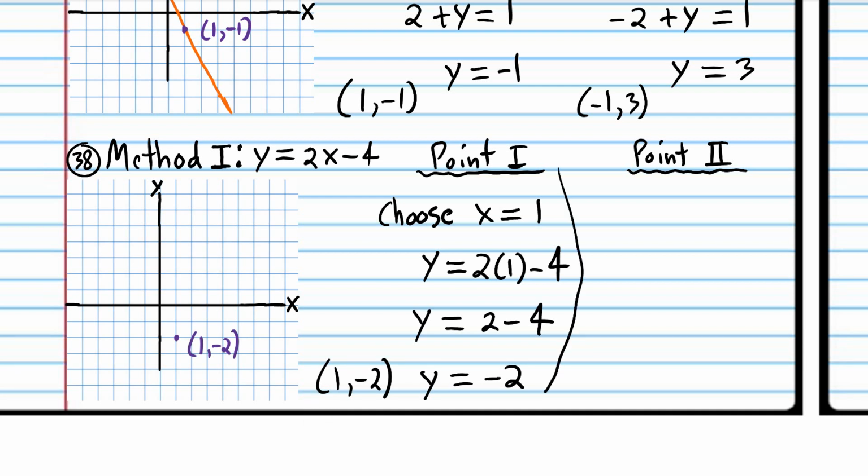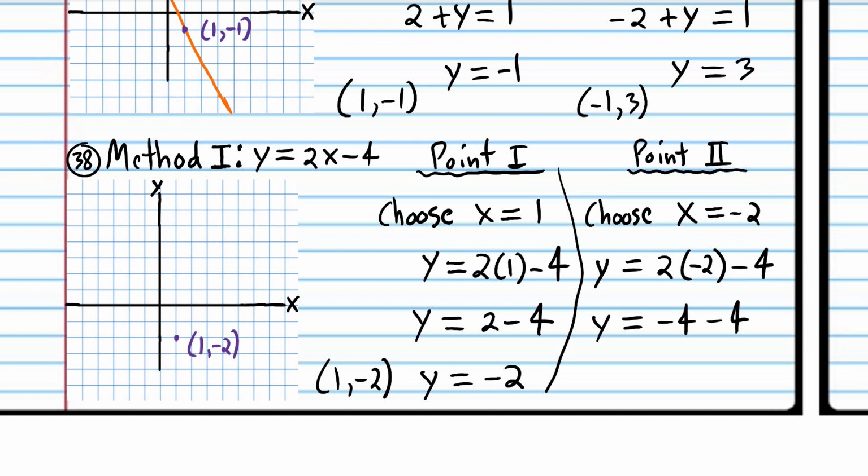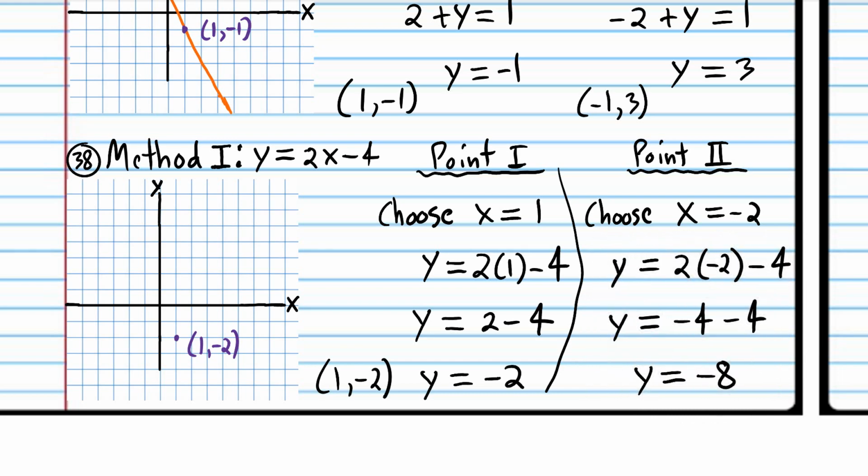And for the other point, what should we choose? Let's see, I'm just going to choose the same numbers I chose before. Well, maybe I should choose something different. I'll choose -2. So x equals -2. And I'm going to plug that in. So y equals 2 times -2 minus 4. 2 times -2 is -4. And -4 minus 4 is -8. So the point that we just found is (-2, -8). And I just realized that's outside of the window. You see what I'm talking about? (-2, -8) would be all the way down here. So if you find that you're outside the window, that's okay. Just go back and try some other point.